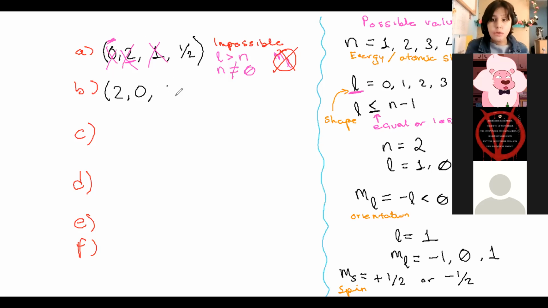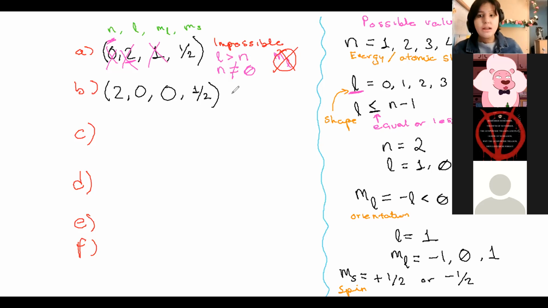So 2, 0, 0, and 1/2. Okay, so just remember this is N, L, m sub L, and m sub S. Okay, guys, is this one possible or impossible? What do you guys think? Possible? It's possible, right? So why do you think this is possible?